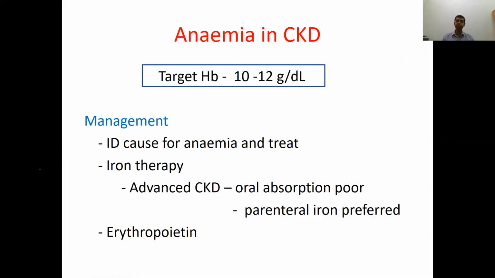Therefore, when you have a patient with anemia, you need to target an HB of at least 10 to 12 grams per deciliter. And when you are managing, you treat the cause of anemia. If they are iron deficient, you give iron. In advanced CKD patients, especially stage 4 and 5 patients, their oral absorption of iron is very poor. Therefore, sometimes you might have to give parenteral IV iron sucrose for these patients. And if those deficiencies are corrected, then only you start thinking of giving erythropoietin for CKD patients.